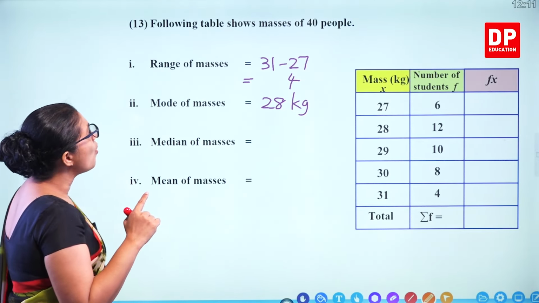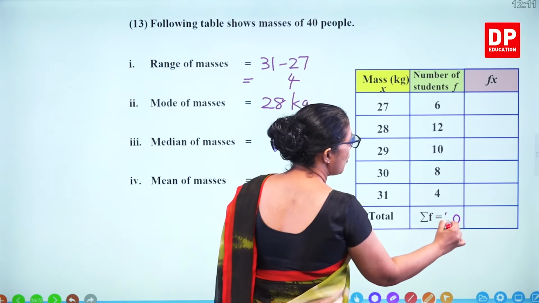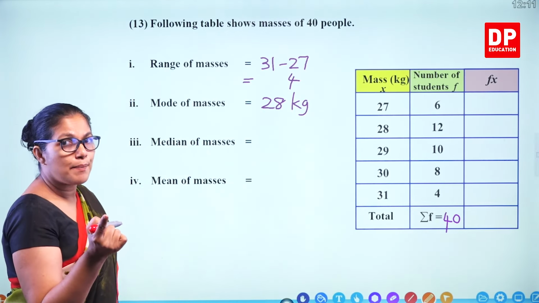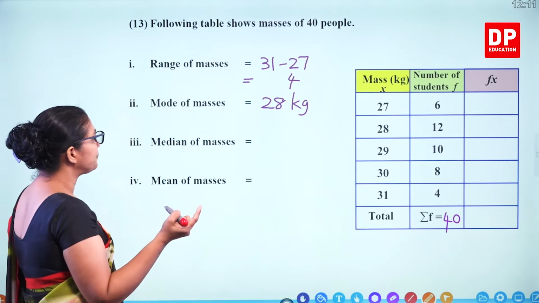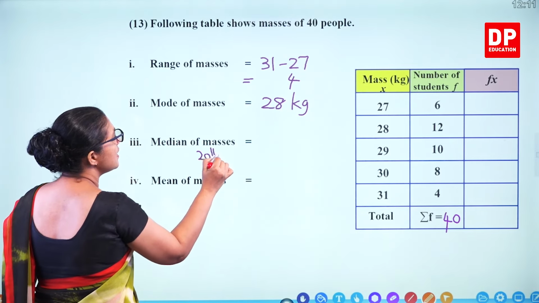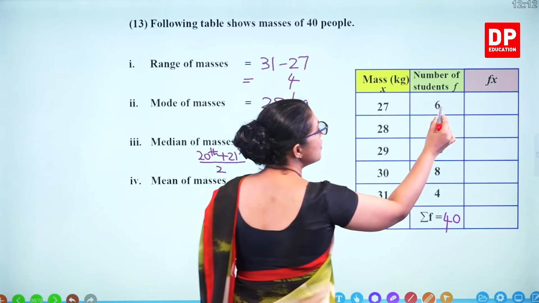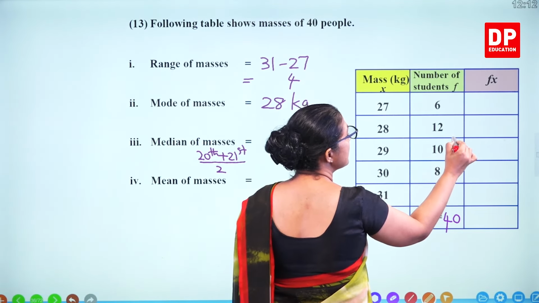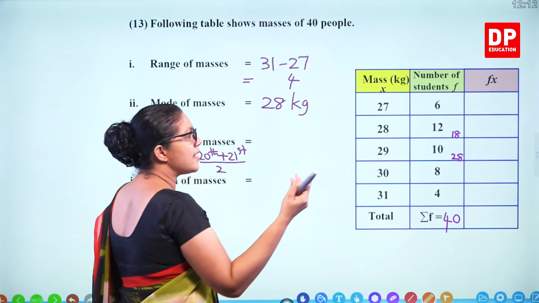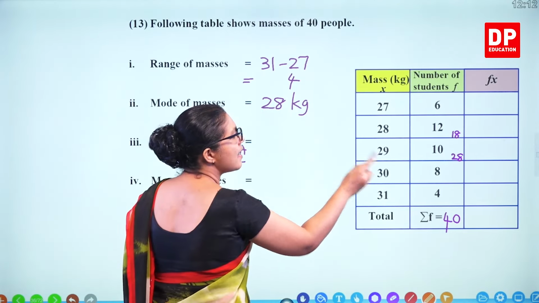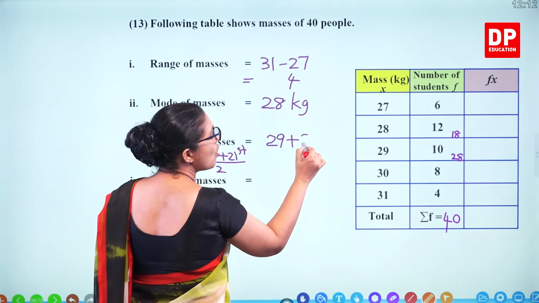Median, so what's the total? You need to get 40, just check it. 10, 20, yeah, 40 is there. So even number, 2 middle numbers. So what are the 2 middle numbers? 40 divided by 2, 20th and 21st. So we have to take the 20th and 21st value divide by 2. So where is the 20th and 21st one? So we can add it and see. This is 18. 18 plus 10, 28. So you can see after 18, 19, 20, 21 like that, that's 29. So 20th also 29 and 21st also 29.